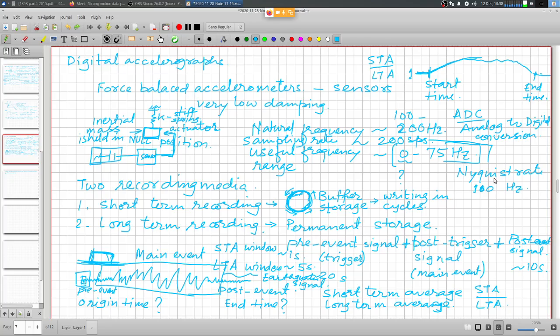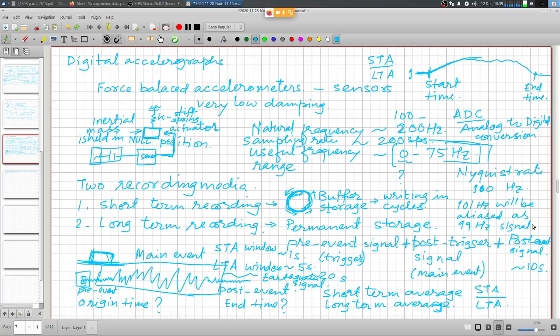It so happens that these frequencies above 100 hertz will be folded back into the range. So a frequency of 101 hertz will be aliased as a 99 hertz signal, and so on. 102 hertz will be aliased as a 98 hertz signal, right?